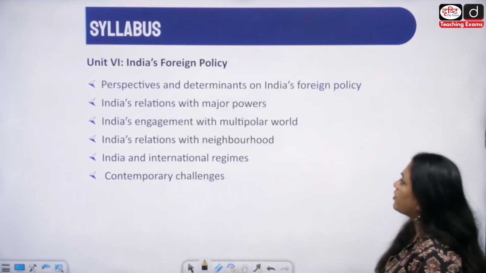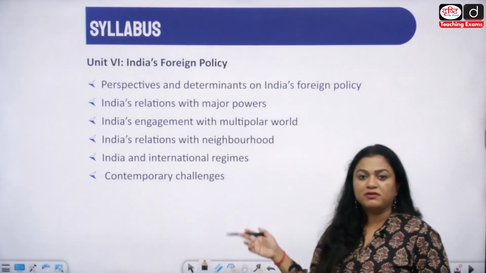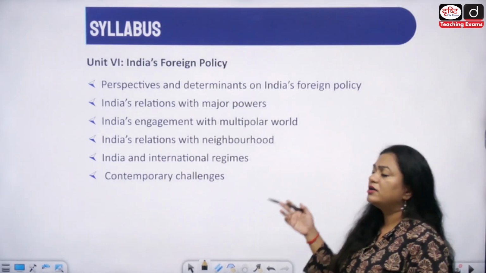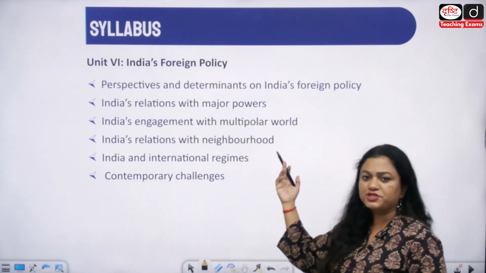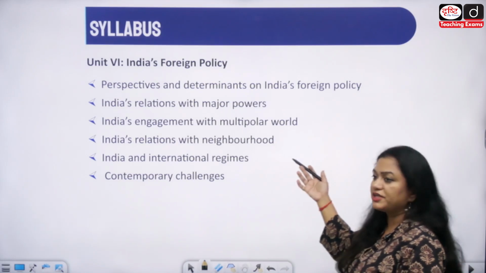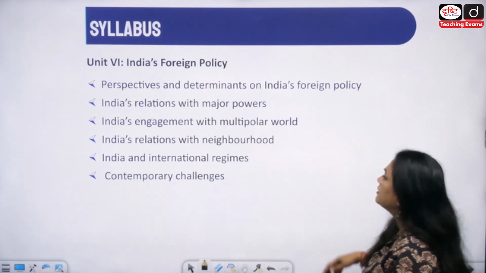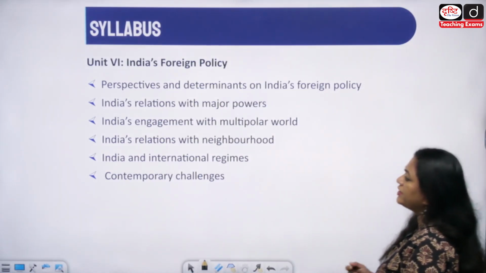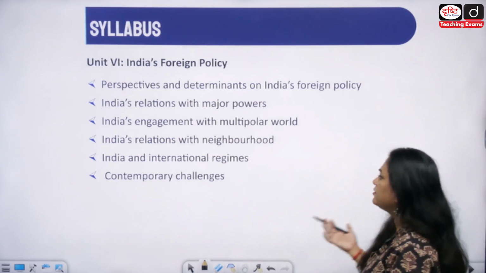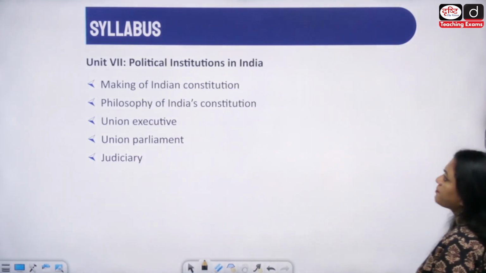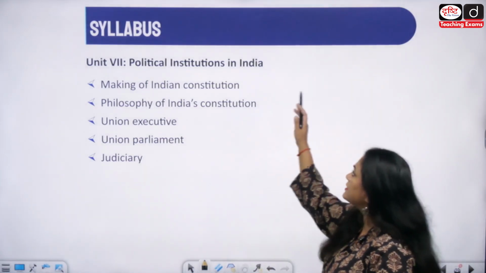Then we have India's foreign policy, perspectives and determinants, India's relations with major powers like USA, China, Russia, etc. India's engagement with the multipolar world, the new emerging powers in the world. Then India's relationship with the neighbors, our immediate neighbors and far neighbors. Then how India's diplomacy works in the international regimes. Then the contemporary challenges.